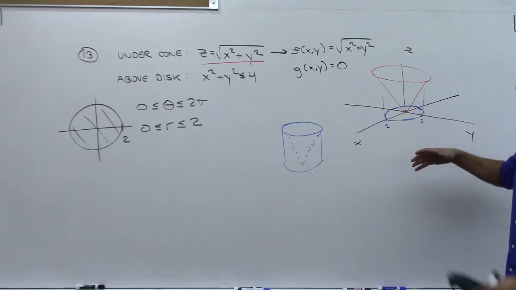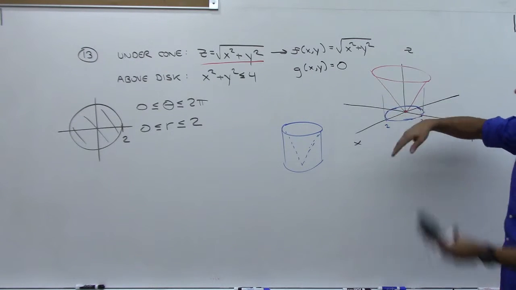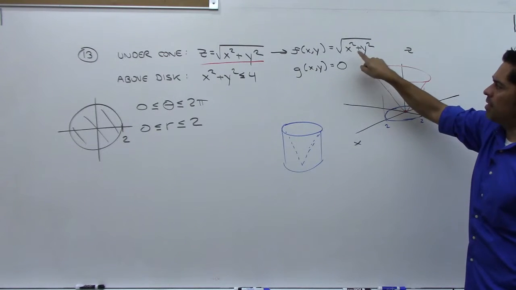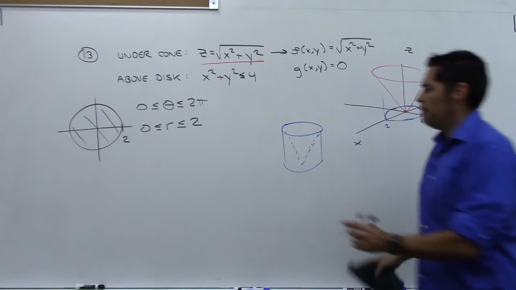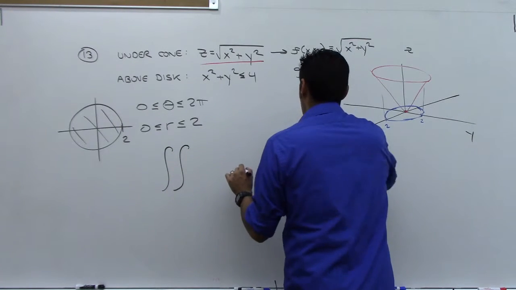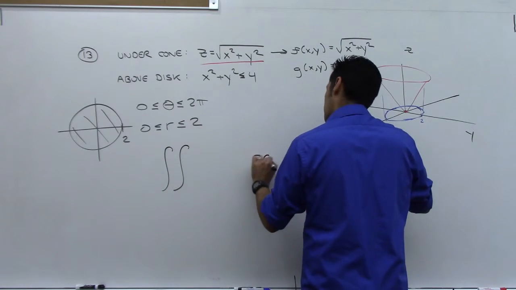So anytime we want to find the volume between two surfaces, we do this one minus this one. So it's really just going to turn out to be that. We're taking a double integral of this. So I'm going to go double integral. I'm going to polar. Since I'm going to polar, it's going to be r dr d theta.